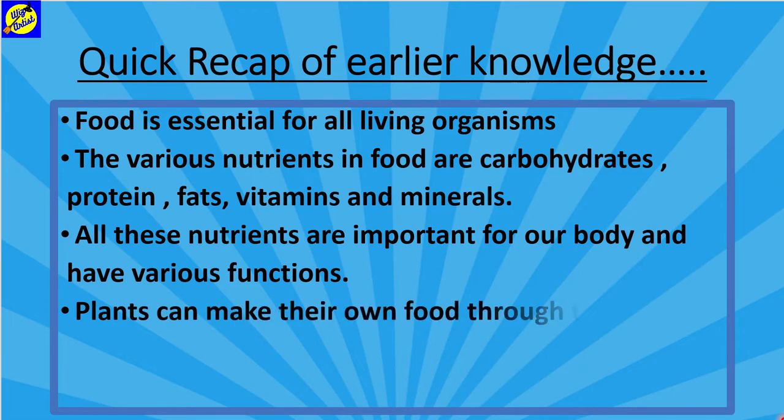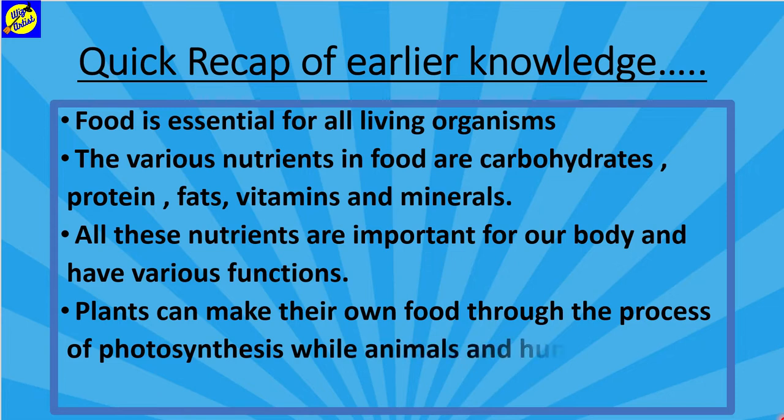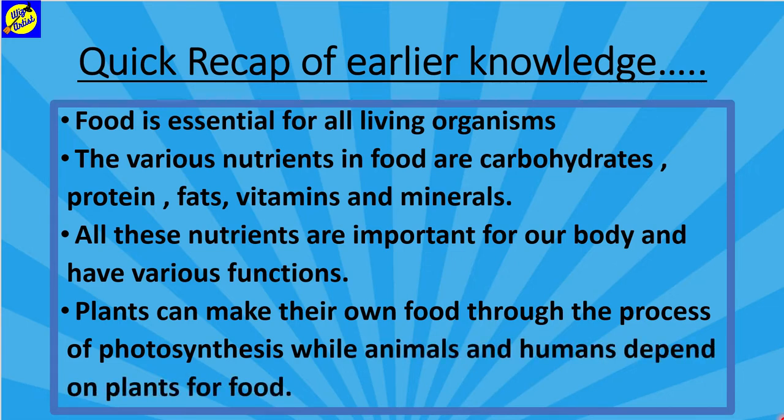We've also learned that plants can make their own food through the process of photosynthesis, while animals and humans depend on plants for food. So plants are not dependent on any organism for food because they can make their own food. How? By the process of photosynthesis. But animals and humans cannot make food on their own. That's why they are dependent on plants for food.